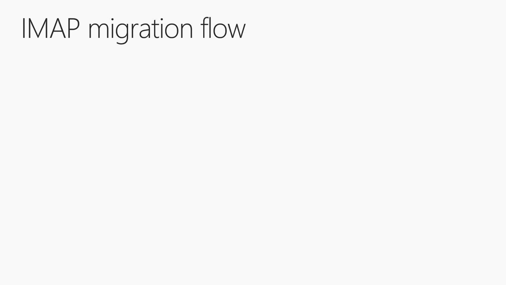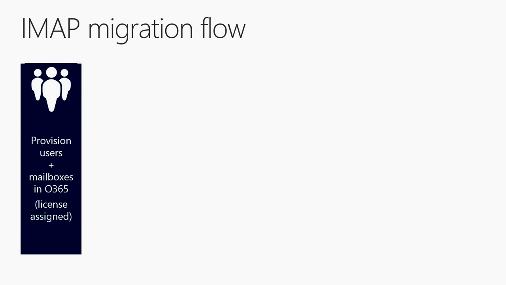Good. Once we know all the features, all the limitations, once we know what data will be migrated and what data won't be migrated, let's take a look at the final slide, with the IMAP migration flow. And this is the part that would help David very, very much, because we would say exactly step by step how he should proceed. As a first step, of course, he would have to provision the users in Office 365 and assign them licenses in order to create the mailboxes.